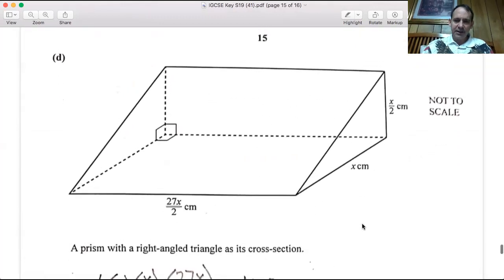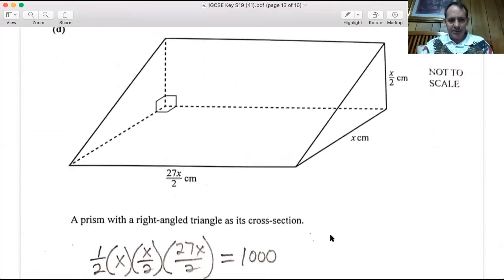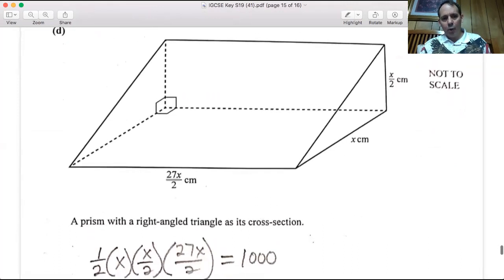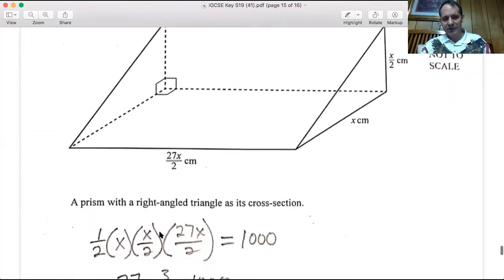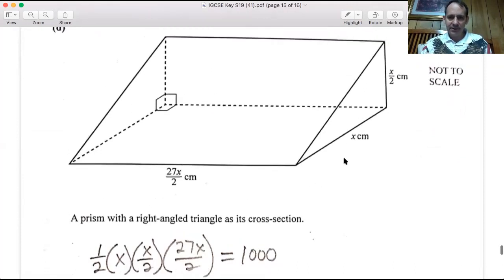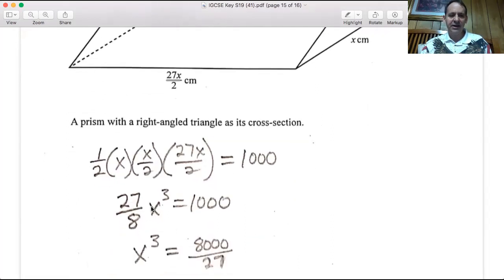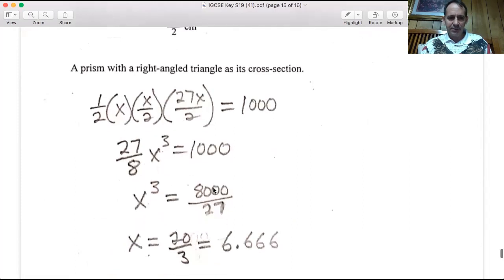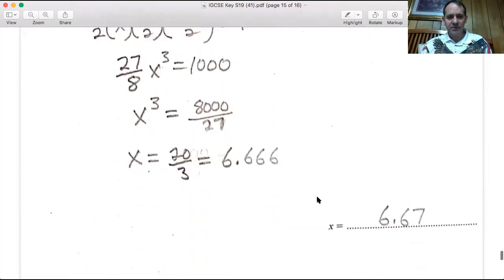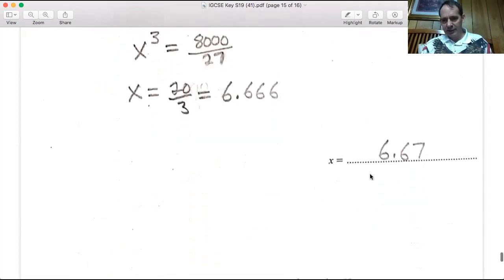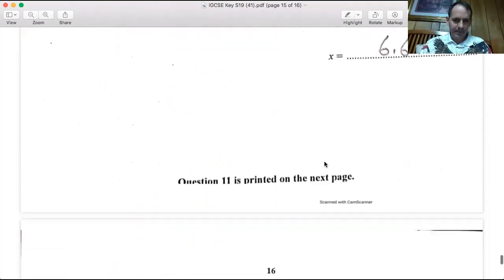Moving on, we have this wedge here, this triangular prism. So your triangular prism is going to be 1/2 because it's a triangle. It's like a rectangular prism where you multiply your 3 dimensions together, your width, length, and height, but then you take half of it because of the triangle. So when you multiply all that together, you get 27/8 x cubed equals 1,000. Divide by 27/8, then cube root, and you end up with x being 6.666, or to 3 significant figures, 6.67.